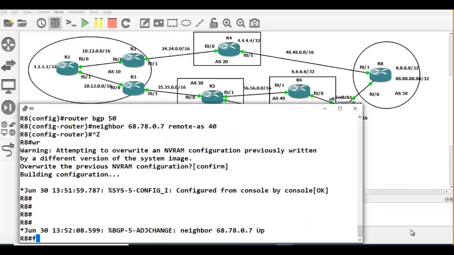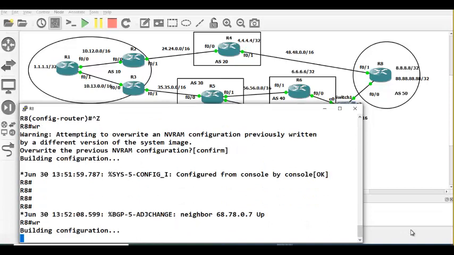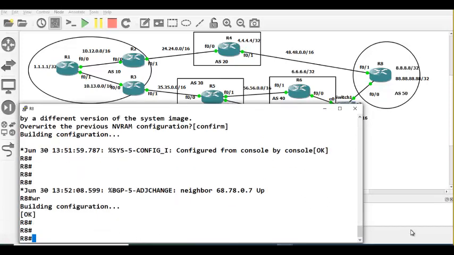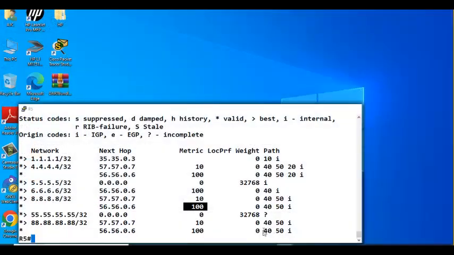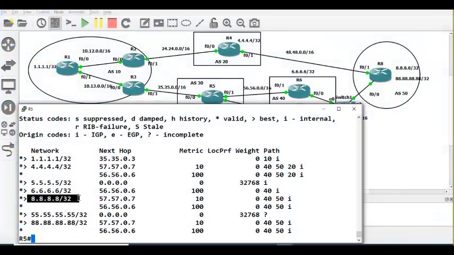Metric cannot be weight. Even in the alphabet, it is M. MED, M. Router 5 shows 8.8.8.8 can go via router 7 and it prefers to go via router 7 because of small MED.